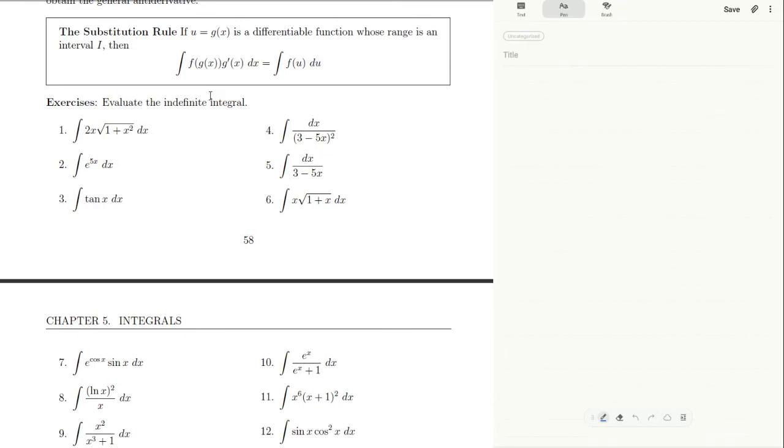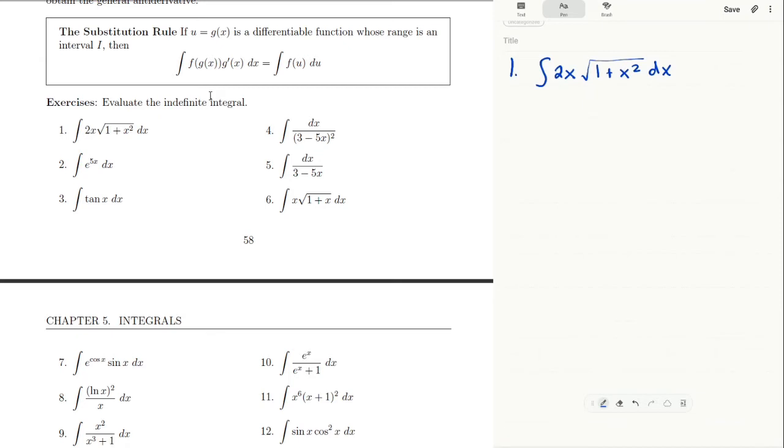So let's have a look at some examples of using u substitution to evaluate indefinite integrals. In the first example, we have the integral of 2x times the root of 1 plus x squared dx. One of the key things to look for when you want to choose a substitution is to pick a function such that its derivative is also in the integrand. This won't always be the case, but it is a good starting point.